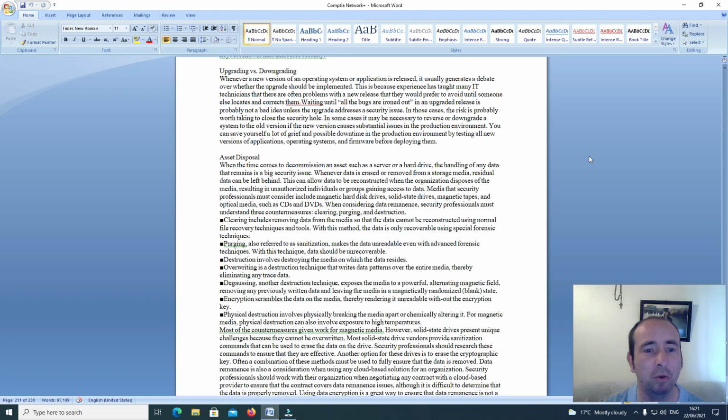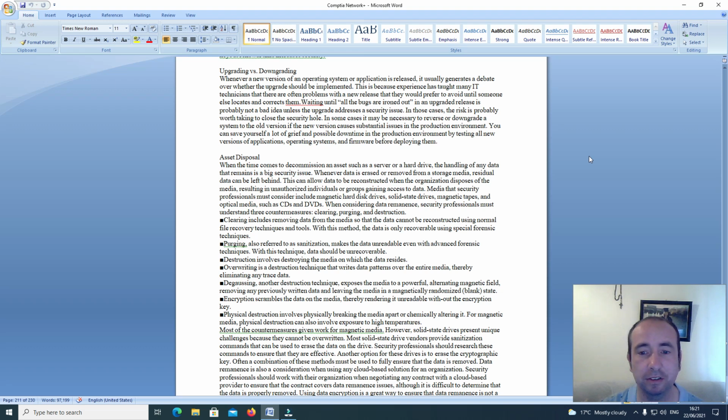Upgrading and downgrading. Whenever a new version of an operating system or application is released, it usually generates a debate over whether the upgrade should be implemented. This is because experience has taught many IT technicians that there are often problems with a new release that they would prefer to avoid until someone else locates and corrects them. Waiting until all the bugs are ironed out in an upgraded release is probably not a bad idea unless the upgrade addresses a security issue. In those cases, the risk is probably worth taking to close the security hole.